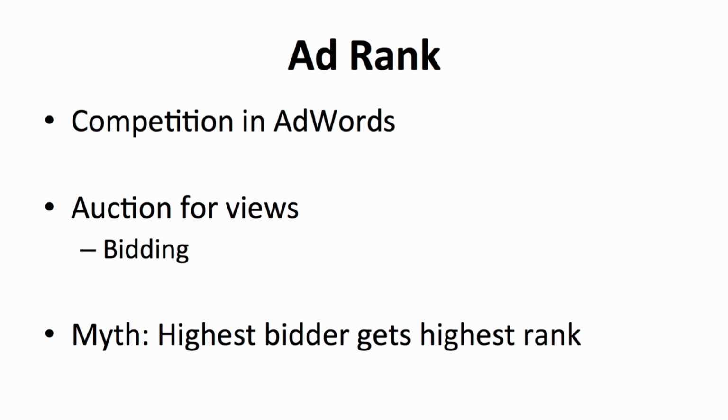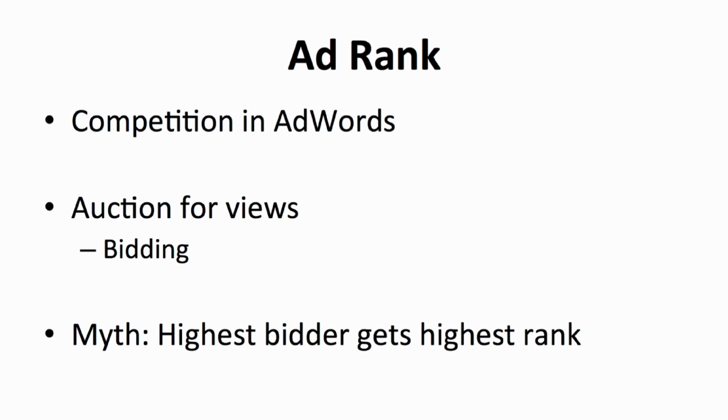Well, it's like this. Obviously, one of the factors that affects your ad rank is the auction for views, which is how much you bid on. Every user gets to choose how much to bid. However, it's not only based on how much you bid, there are other factors as mentioned.